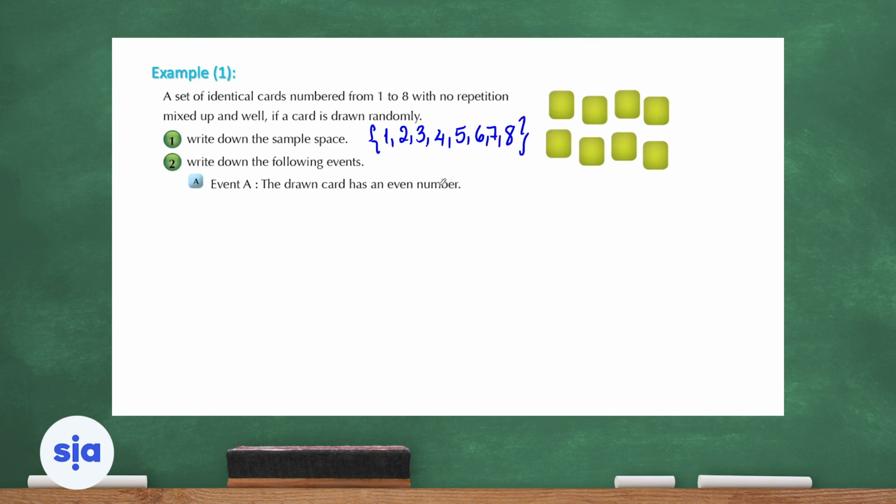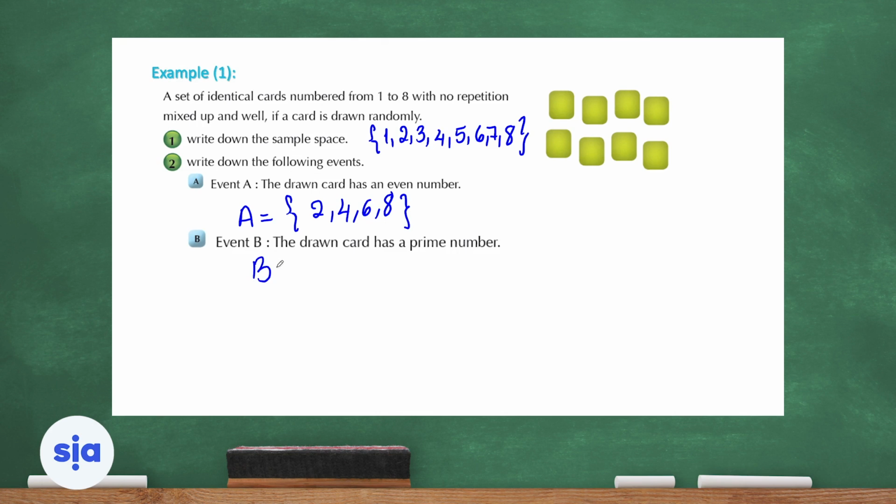Write down the following events. The first event, the drawn card has an even number. So A are even numbers. What are the even numbers in here? 2, 4, 6, and 8. Next, event B, the drawn card has a prime number. Yes, very good that you remember that 1 is not a prime number, so it's 2, 3, 5, and 7.